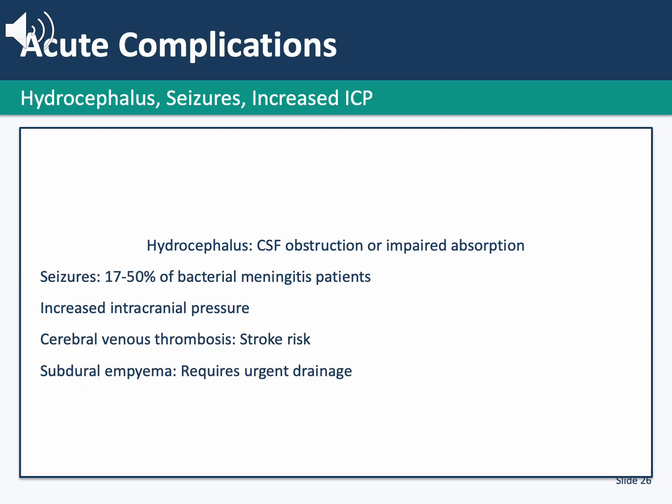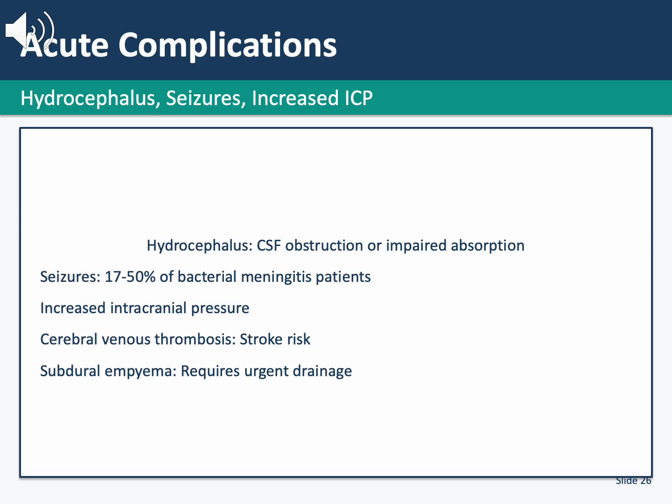CNS infections can cause several acute complications that increase morbidity and mortality. Hydrocephalus can develop due to obstruction of CSF flow or impaired CSF absorption. Seizures occur in 17% to 50% of patients with bacterial meningitis, particularly in children with pneumococcal meningitis. Increased intracranial pressure can result from cerebral edema, hydrocephalus, or ventriculitis.